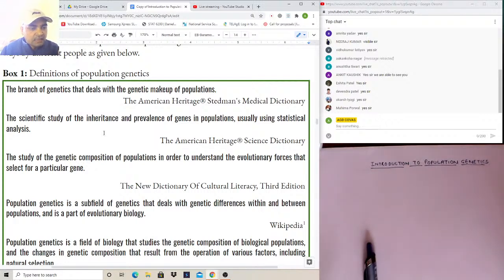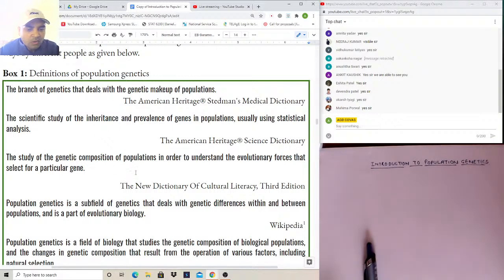So this particular definition says: the scientific study of inheritance and prevalence of genes in populations, usually using statistical analysis. So here it comes that statistical knowledge is necessary for any geneticist to understand population genetics. If you do not know statistical analysis, you will not be in a position to understand the intricacies and the numerical formulas which are used to estimate various constituent structures of a population, those involved in the flow of genes.